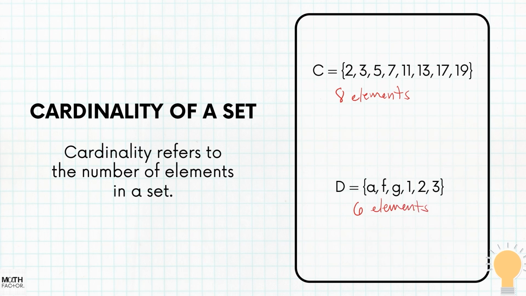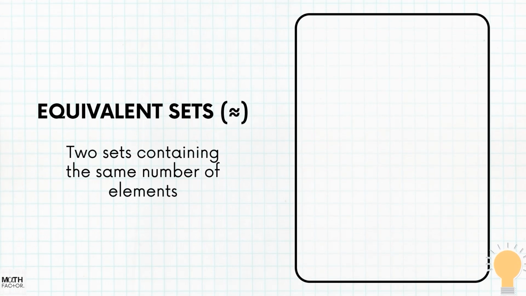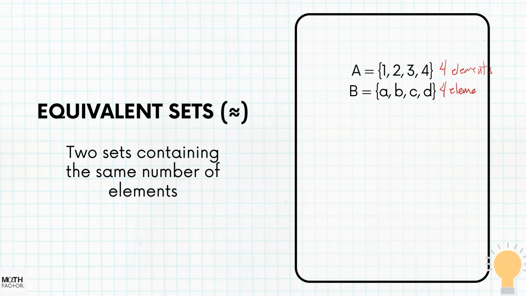Next is equivalent sets. These are two sets containing the same number of elements. In set A, there are 4 elements, namely 1, 2, 3, and 4. In set B, there are also 4 elements, namely A, B, C, and D. Since they both have 4 elements, we can say that set A and set B are equivalent sets.